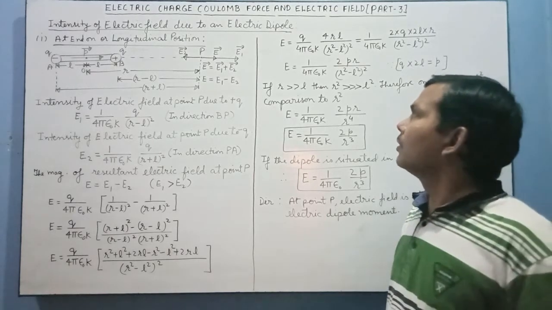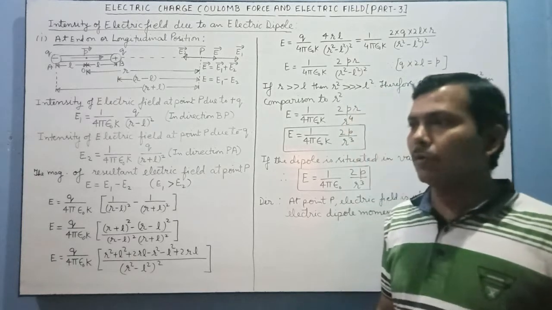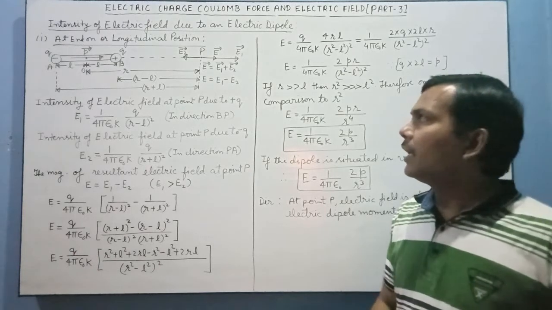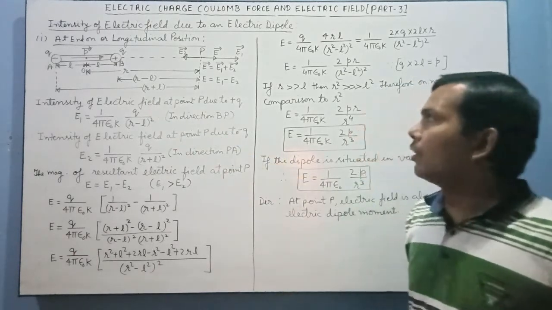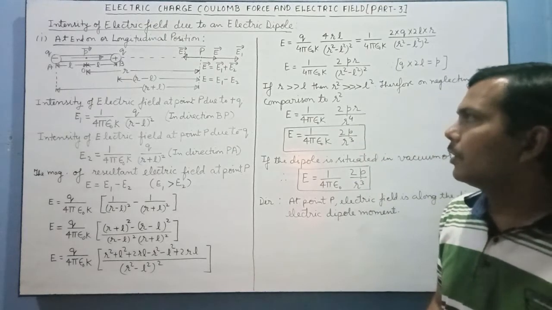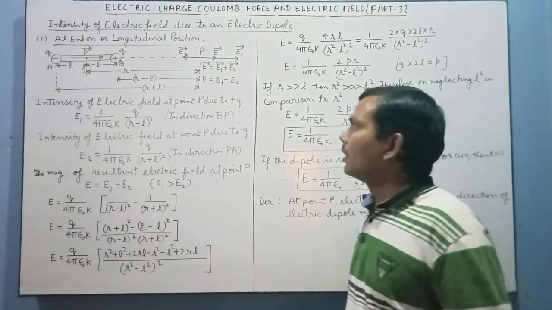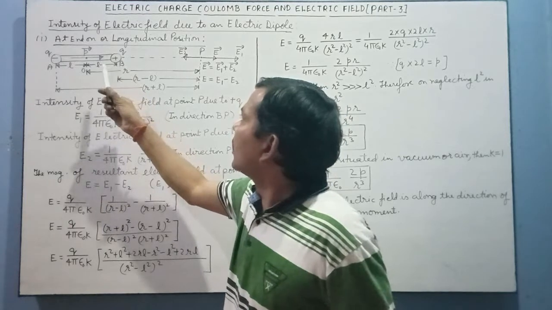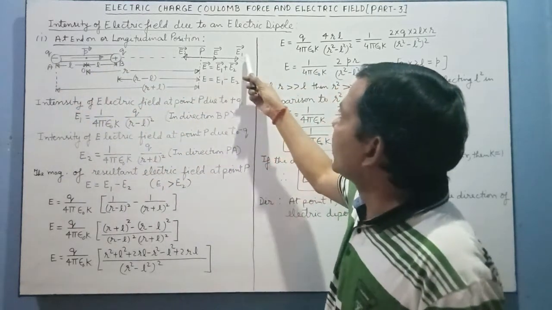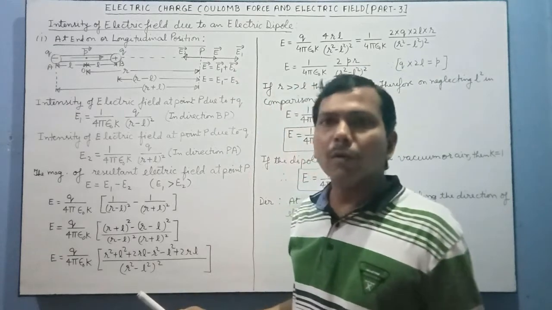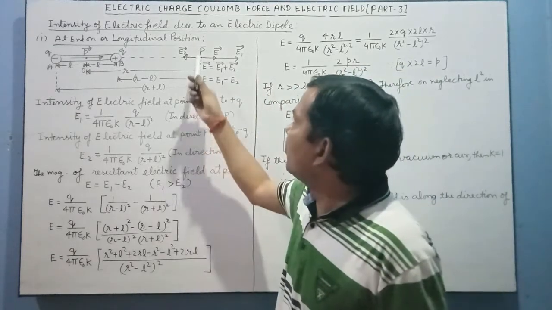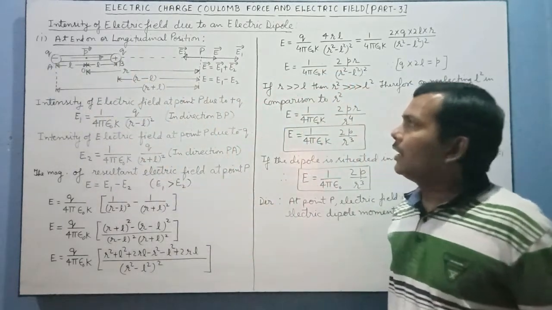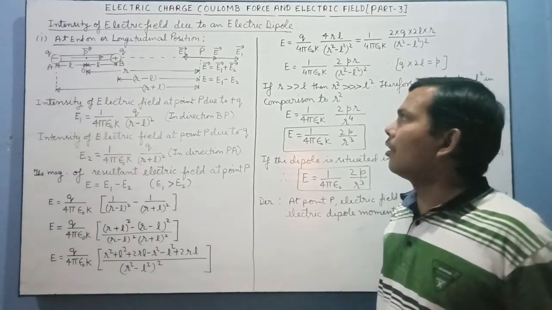The intensity of electric field due to any dipole is determined in three different positions, and first is at end-on or longitudinal position. What is end-on position? Suppose here is a dipole AB and this is the line joining the charges of this dipole. If point P is situated on this line outside these charges, then point P is known to be in longitudinal position.